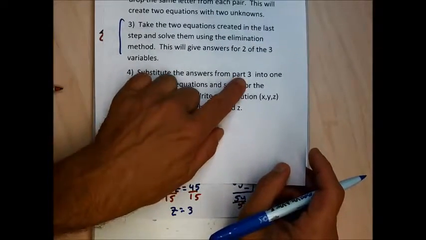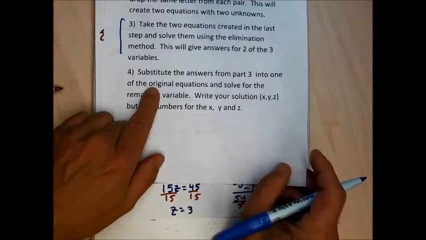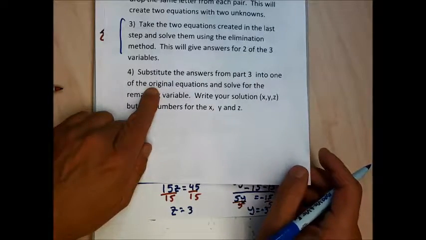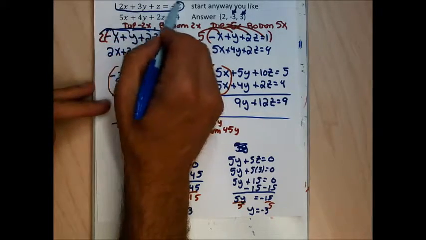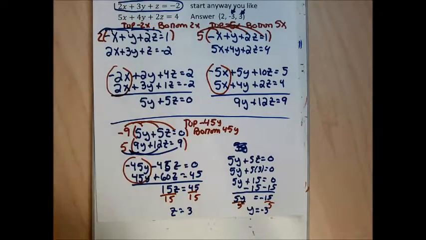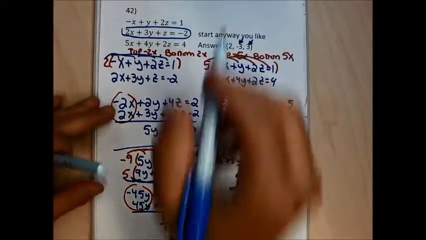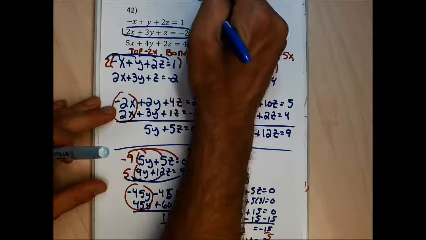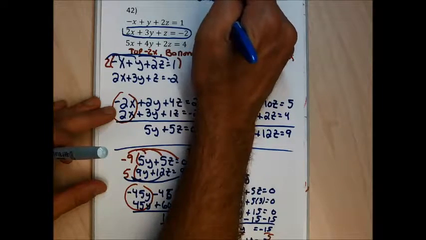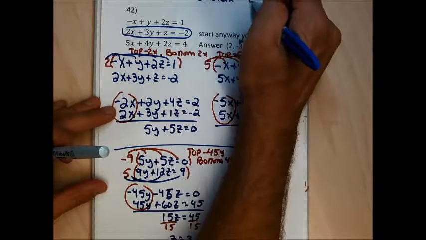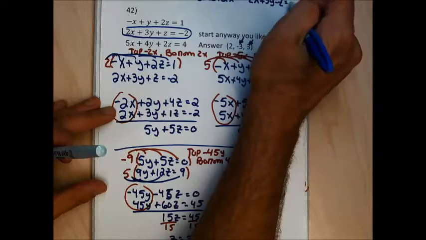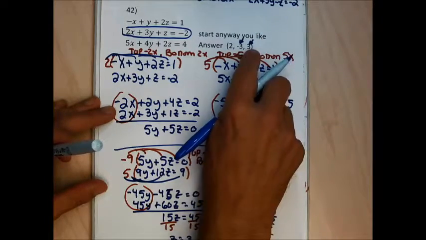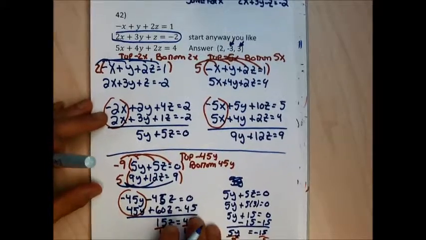Substitute the answers from step 2 into any one of the original equations. Solve for the remaining variable, which is going to be x. I can pick any of the original equations. I don't like negatives in front of the letters I'm solving for. I'm going to use that on my last step to get my x equal to 2, and I'll shove it up here. So I'm going to solve for x. I'm going to use the equation 2x plus 3y minus z equals negative 2, and plug in 3 for z and negative 3 for y.